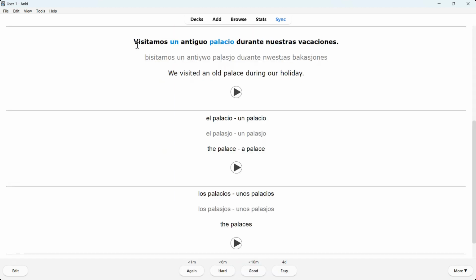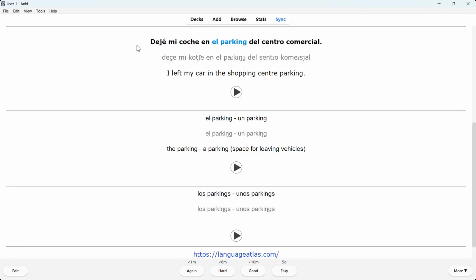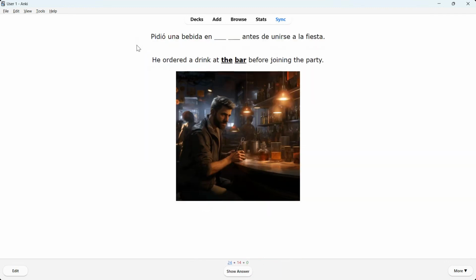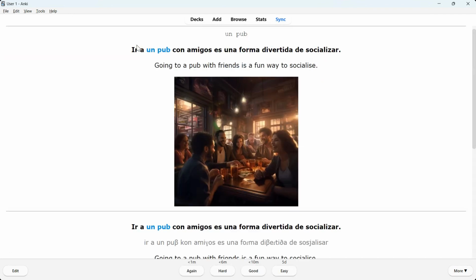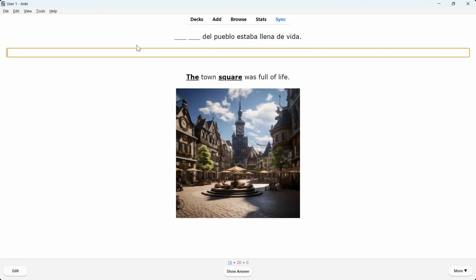So this was the first card type. And in the first card type, we had a sentence with some blank areas, and it was our job to know what goes inside the blank area. This is the second card type, and we've seen this sentence before. The town square was full of life.